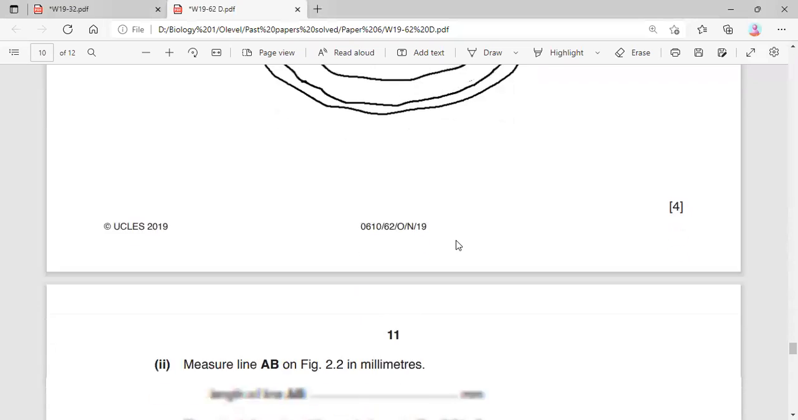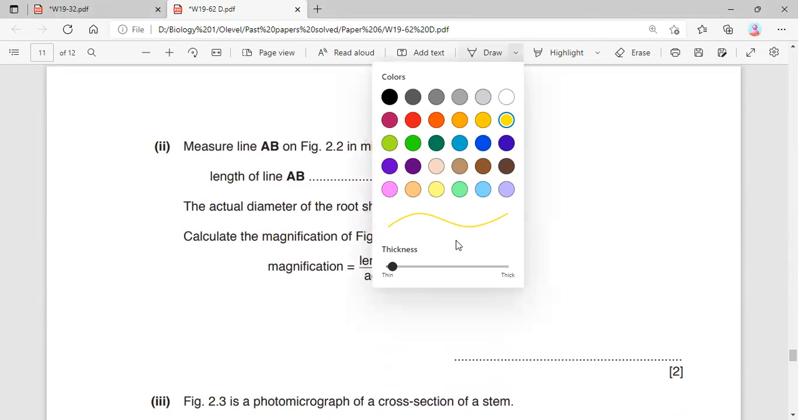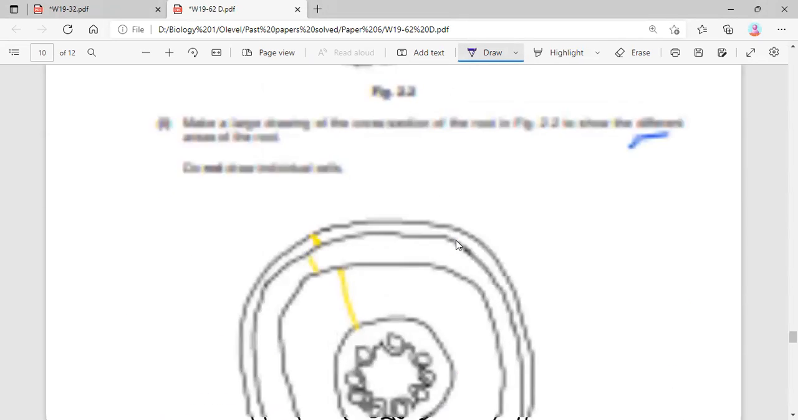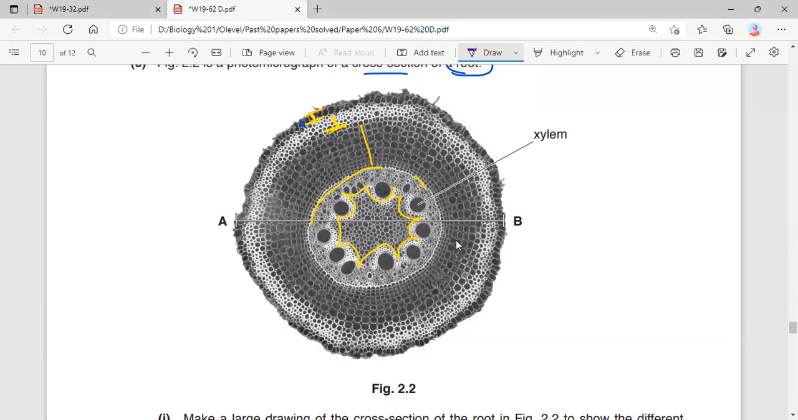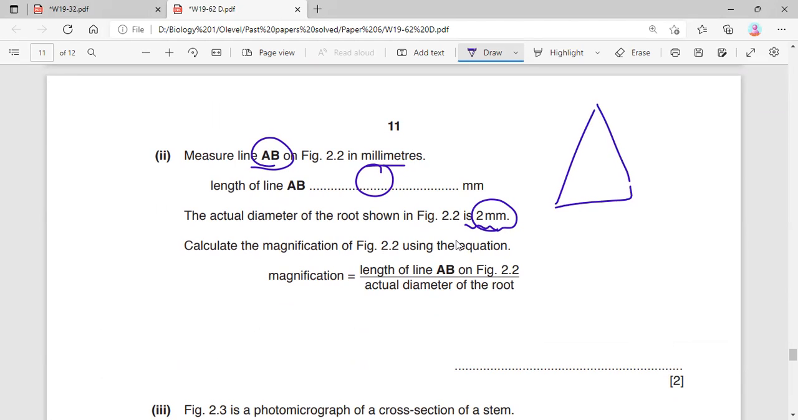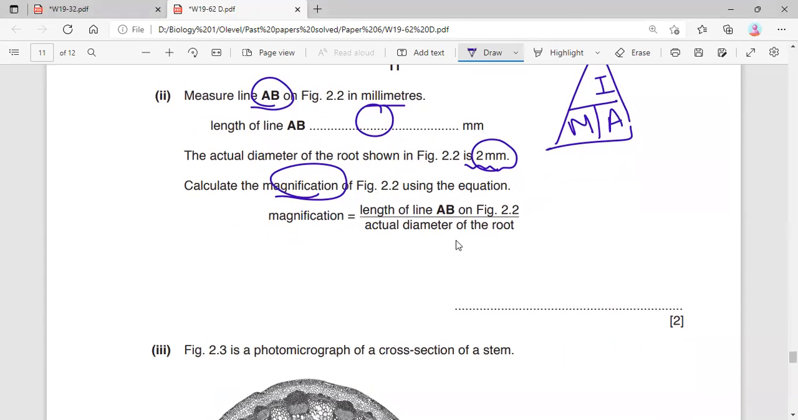Okay. Of course, after the drawing, he will ask you a magnification question. Measure the line AB in millimeters. Where's line AB? Here, you will measure it with your ruler in millimeters, and then you will put the number here. The actual diameter is 2 millimeters. Put the triangle. Magnification equals image over actual. Calculate the magnification. So you will get the number you measured over 2 to obtain the magnification.